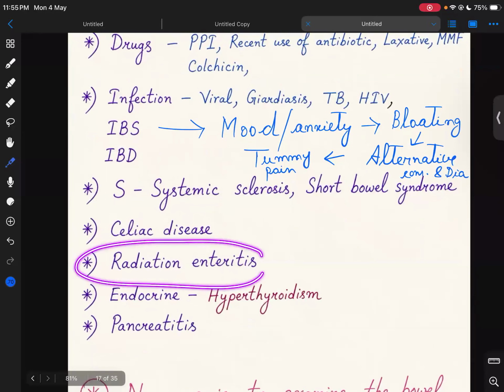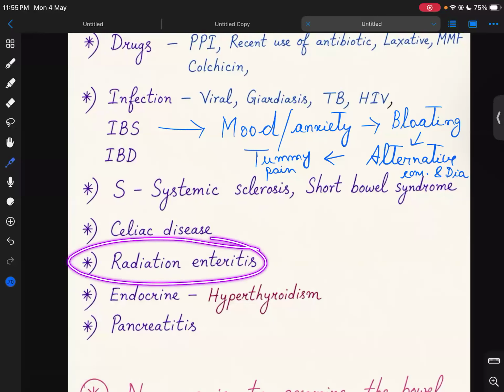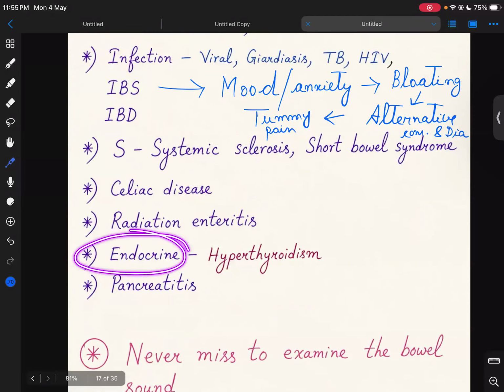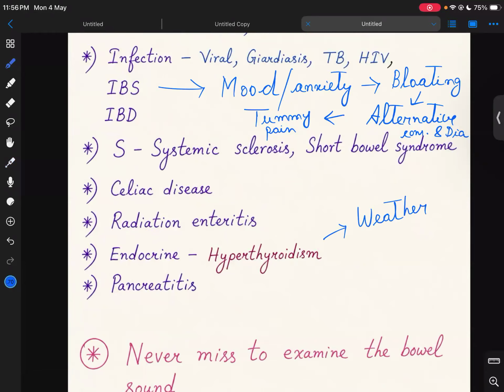Then radiation enteritis. It will depend on the past medical history. This case has not come up till now. E goes for endocrine, that is hyperthyroidism. To rule it out, we just have to ask about weather preference. Do you have any weather preference? In case of hyperthyroidism, the patient will prefer cold weather.